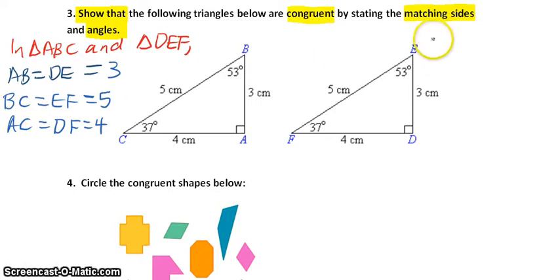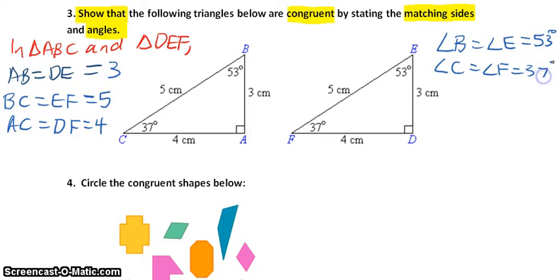And so I can say also that angle B equals angle E. Notice with the angle, it's a flat horizontal on the bottom of the symbol, equals 53 degrees. Okay, I can also say that angle C is equal to angle F, which is equal to 37 degrees. And I can also say that angle A is equal to angle D, is equal to 90 degrees. Okay, and all those things are given.